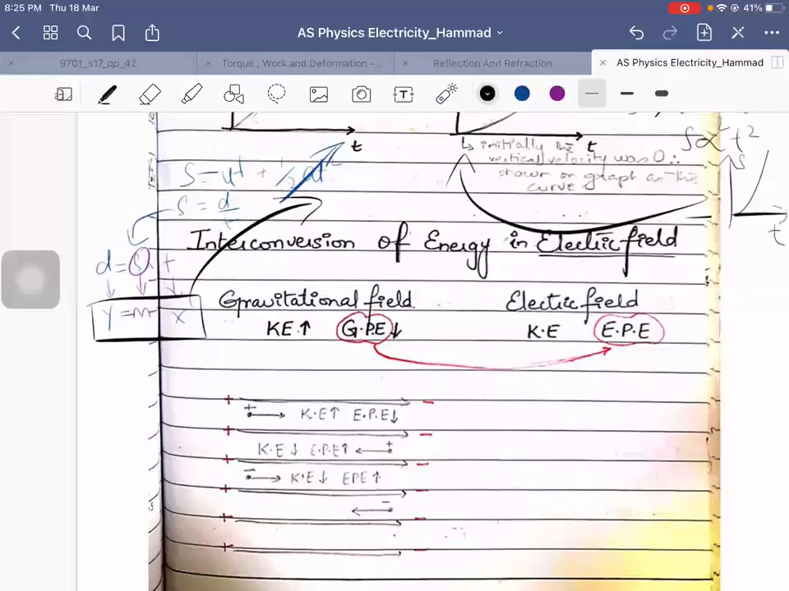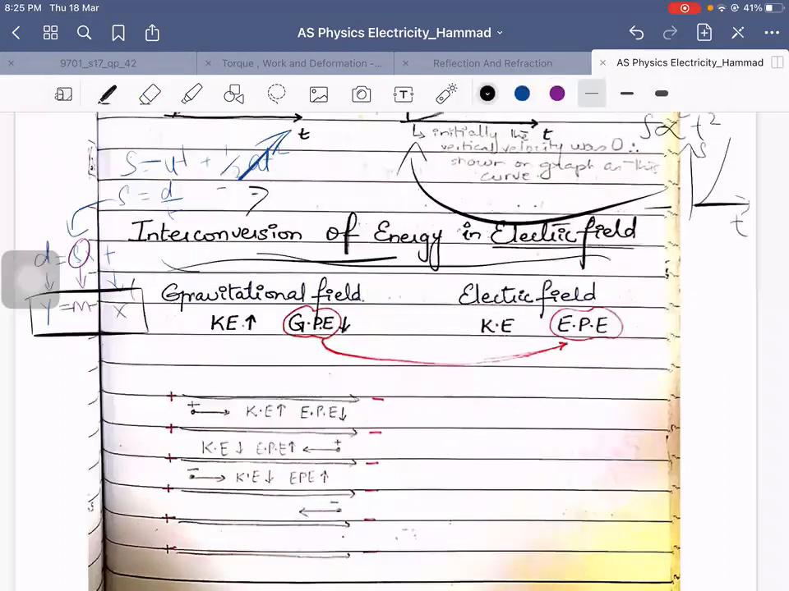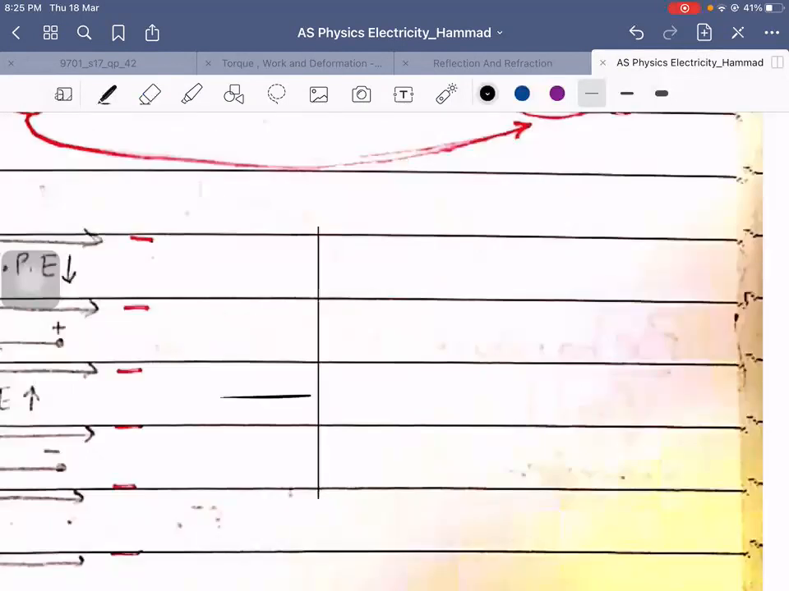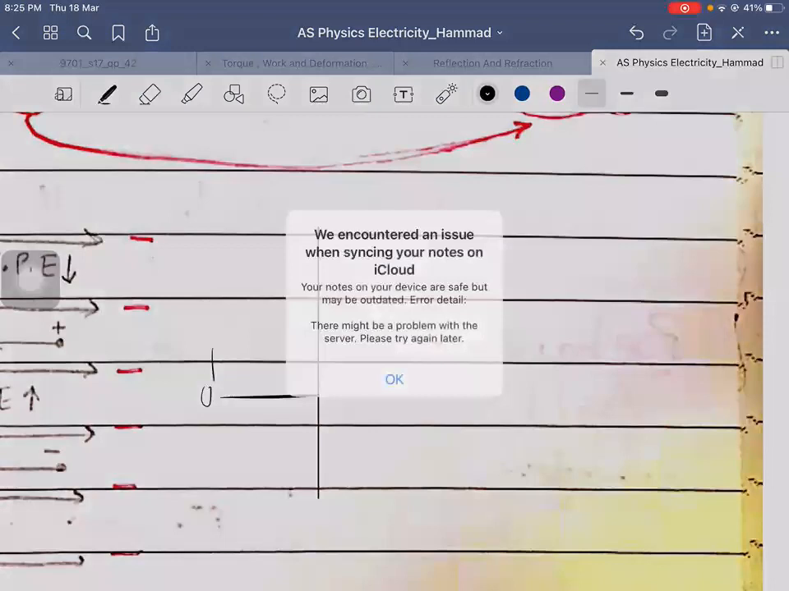Next comes the interconversion of energy. Please understand one thing. Say this is my positive plate. Lines will always be positive.